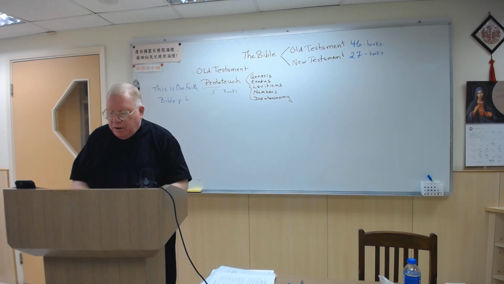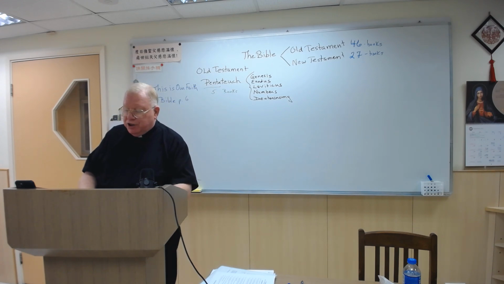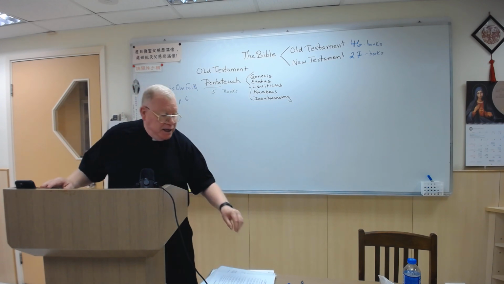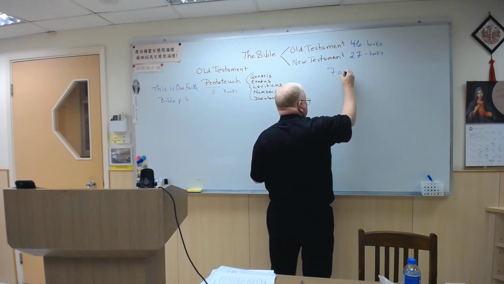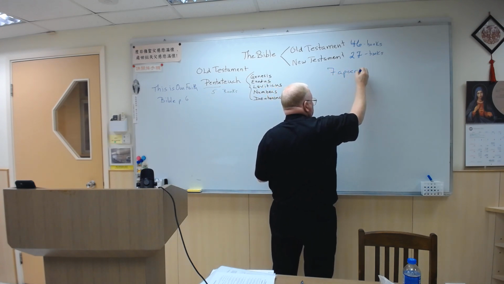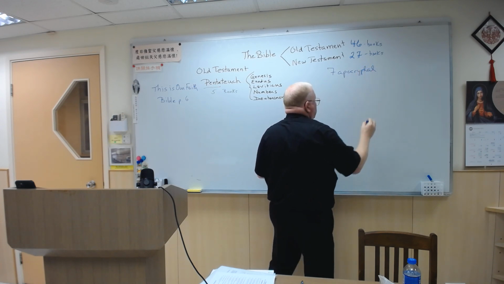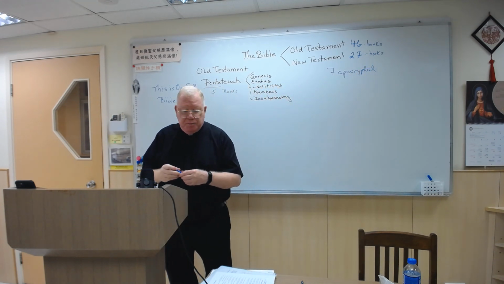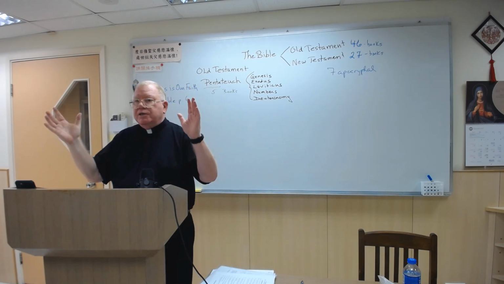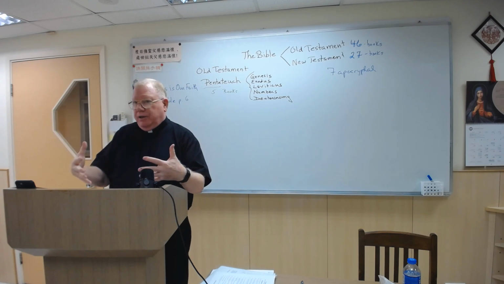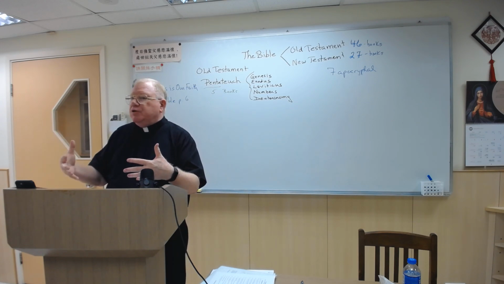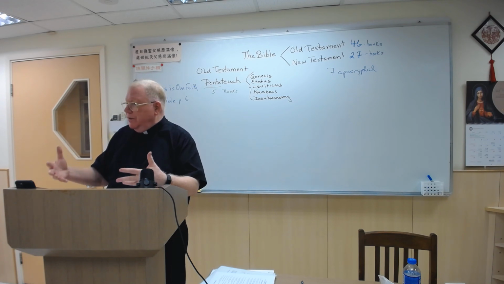Why? Because in the Catholic tradition and the Orthodox tradition, there are, I have to do the math, 7 apocryphal books. Apocryphal books just means books where there's a question mark, not about when they were written, but whether they should be in the collection. In the Hebrew scriptures, they did not want these in there.